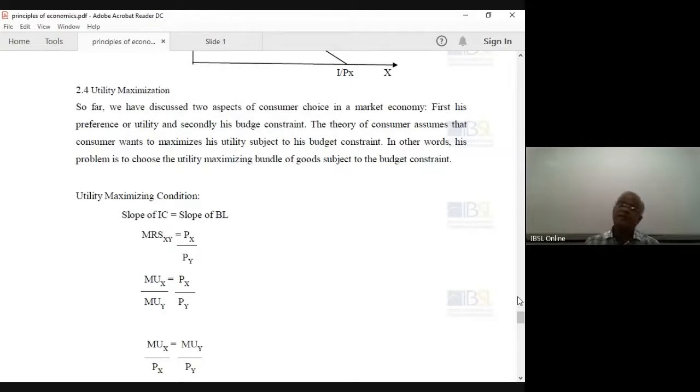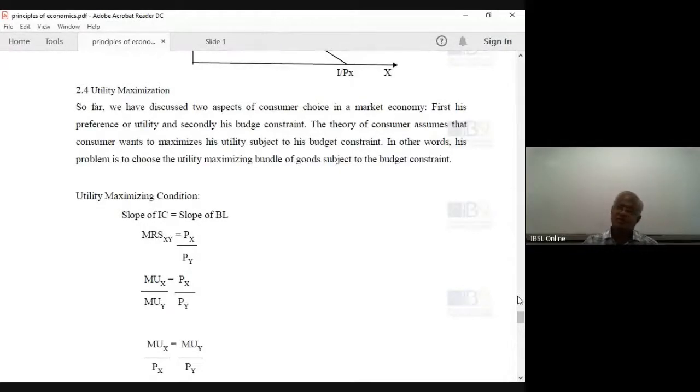For example, what is the objective of firms in the market economy? Maximize profit subject to cost, because the firm has a limited annual budget, 40 million, 60 million. The board of directors gives you some fixed budget, so you have to decide the profit maximizing output. The consumer's problem is to decide the utility maximizing bundle subject to budget.